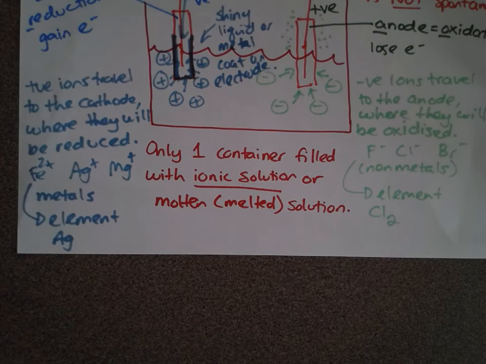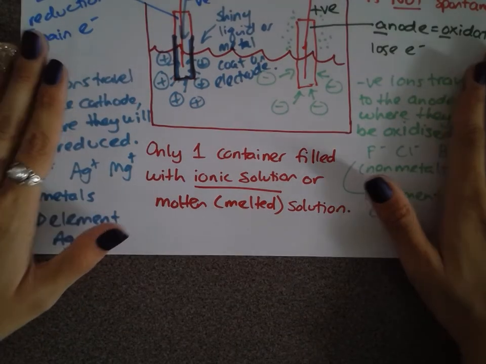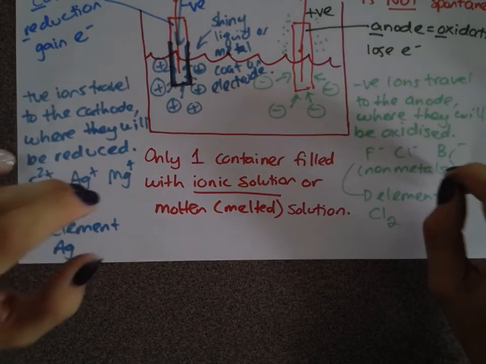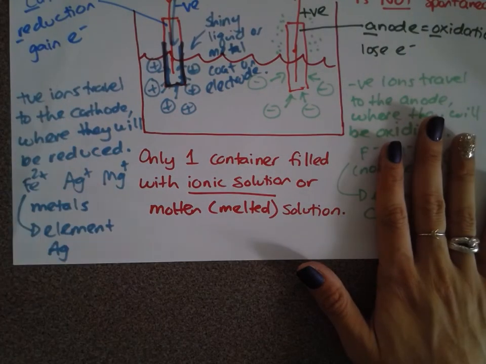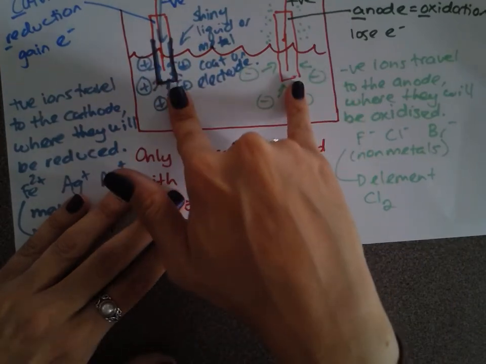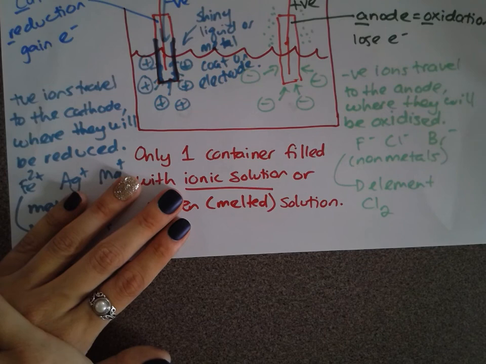How are you guys feeling about this? Okay? All right, so this is the general setup of the electrolytic cell. So whenever you see something like this on the exam, or they ask you to draw an electrolytic cell, you should be thinking, I need one beaker, I need two electrodes in that one beaker, I need to have an electrical source. It's a really quick identification tool.